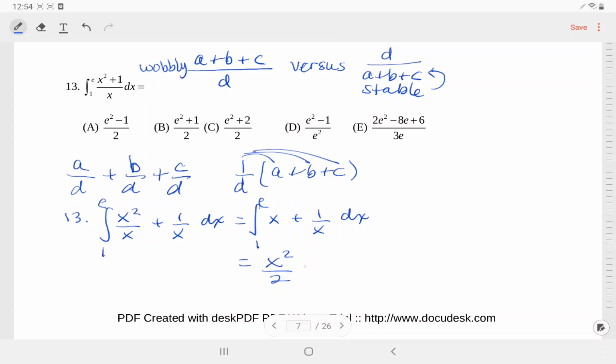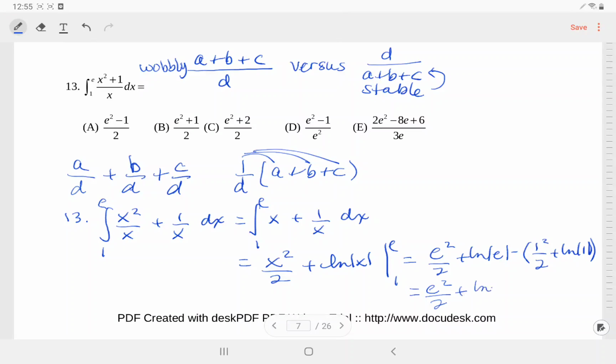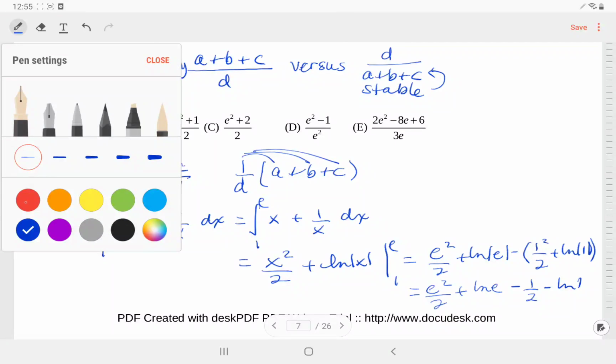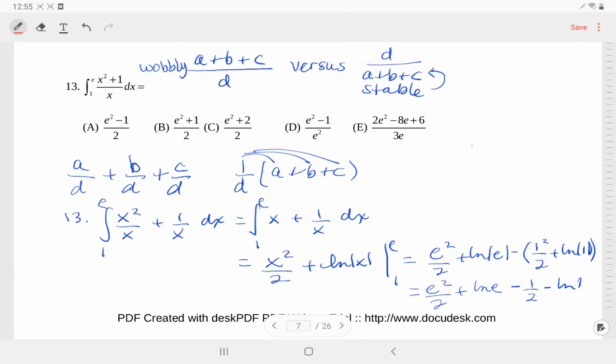Okay, dx, integral 1 to e, that would be x plus 1 over x dx, integral 1 to e. Antiderivative x squared over 2 plus ln absolute value of x from 1 to e. That's e squared over 2 plus ln absolute value of e, minus 1 squared over 2 plus ln absolute value of 1. Okay. So that's e squared over 2 plus the ln of e, minus a half, minus ln of 1.